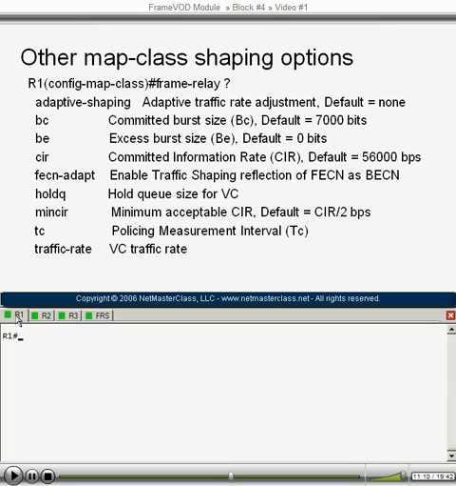The hold queue map class command controls the size of the shaping buffer. It is 40 packets deep by default. It can be configured between 1 and 1024.